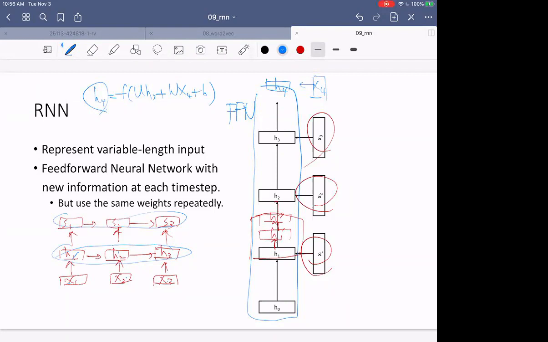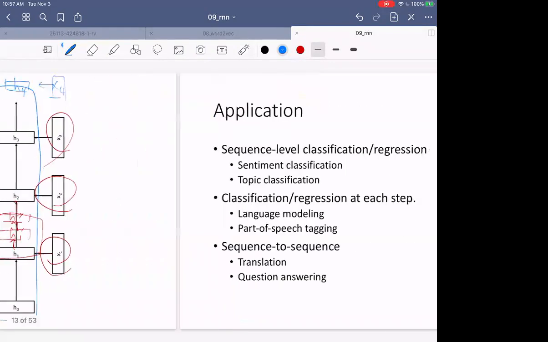Yeah, so the question was, how many H's do you get when you have variable length X's? And the answer is obviously you get the same number of H's as the same number of X's. So if your input sequence consists of 5 inputs or 5 tokens, then you get 5 H's, H1 to H5. If your input consists of 10 words, then you get 10 H's, H1 to H10. All right, so moving on.